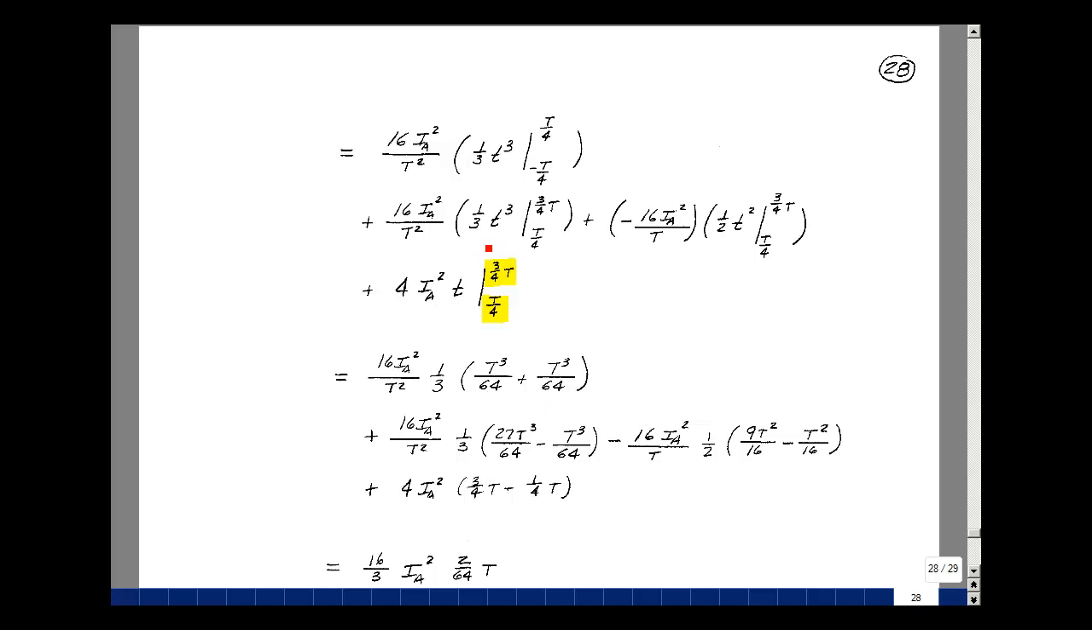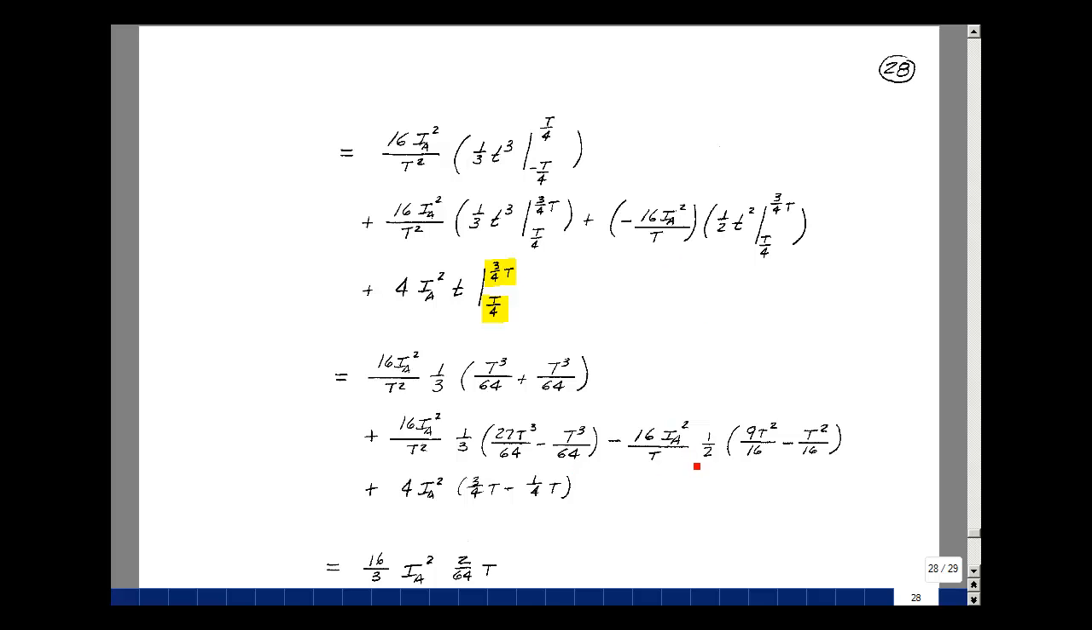Same thing over here now. I'll pull out that 1/3, and I've got the 3/4 now cubed. So I've got my capital T cubed, and then I've got 3 cubed, which is 27, and 4 cubed is 64. And then minus the lower limit, which is going to have t cubed, and then 4 cubed, which you found to be 64.